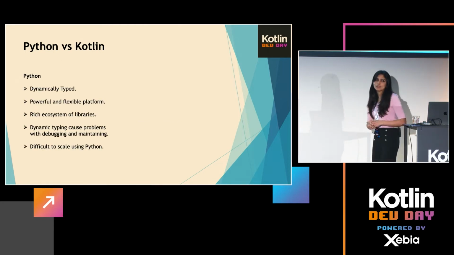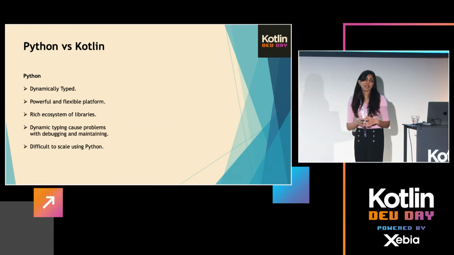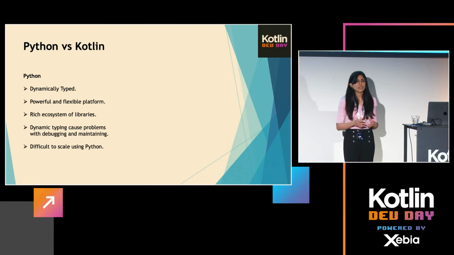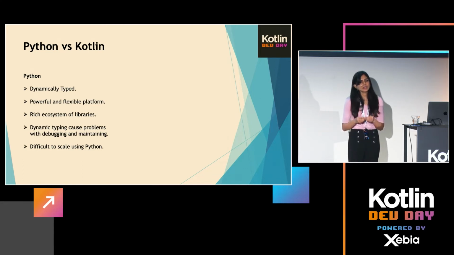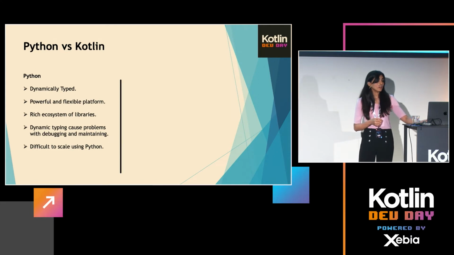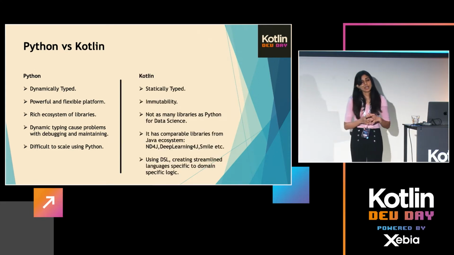Speaking about Python, Python is a dynamically typed language. Again, very powerful platform, has a large ecosystem of libraries for scientific computing. At the same time, being dynamically typed causes problems in maintaining your code and also scaling up your application. And Kotlin, on the other hand, is a statically typed language.